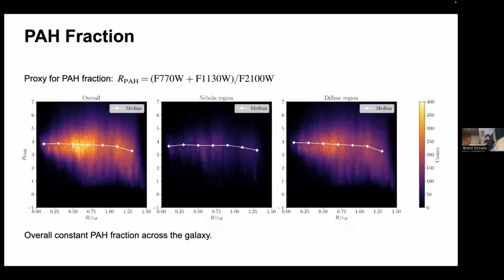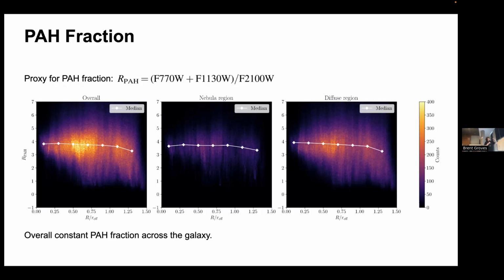Okay, so my project focuses on the PAH fraction distribution across the galaxy. I use a proxy for the PAH fraction in my analysis. I use the R-PAH as a summation of the flux from filters 770 and 1130, normalized by the dust emission at 21 micrometer. The 770 filter is more sensitive to the ionized PAH fraction, and the 1130 is more sensitive to the neutral PAH fraction.